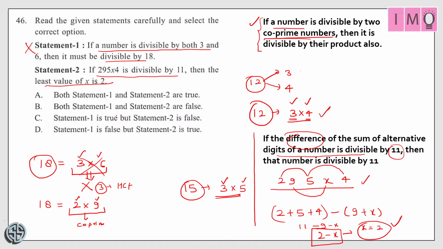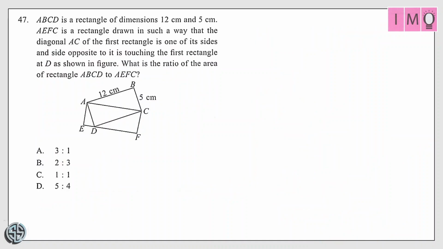So statement 2 is also true, right? So the correct answer will be statement 1 is false and statement 2 is true. So option D will be our correct answer, right? Let's move to the next question.